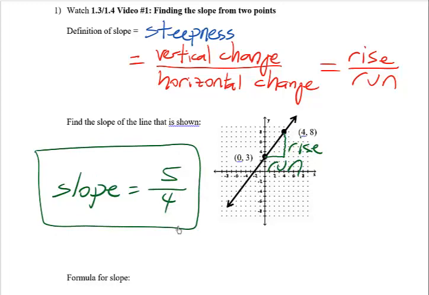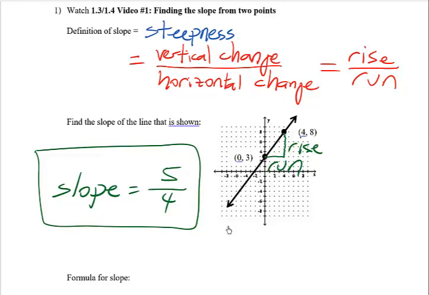Now, what's the connection to steepness? Well, 5/4 is a number that's just a little bit bigger than 1, right? It's 1 1/4. Well, it turns out that lines that have a slope of 1 are kind of middle of the road when it comes to steepness. They're not really very steep. They're not really very flat. If a line has a slope bigger than 1, it's going to be on the steeper side. If a line has a slope smaller than 1, it's going to be on the flatter side.